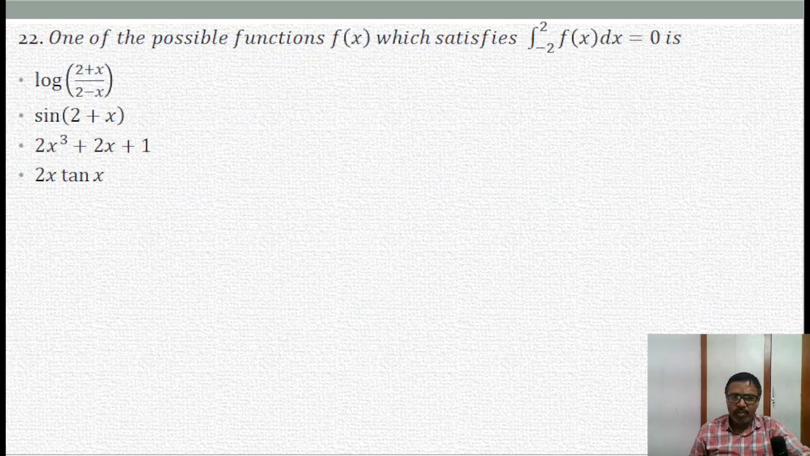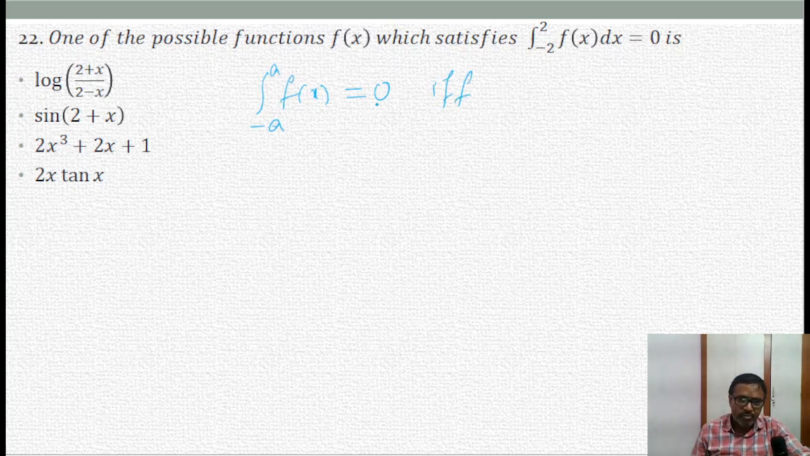Now, one of the possible functions f of x which satisfies the integral from minus 2 to 2 of f of x dx is equal to 0. So we have the definite integral from minus a to a of f of x. When will it be equal to 0? If the function f of x is an odd function. When do you say a function is an odd function? If f of negative x is equal to negative of f of x. So this is what we have to verify with all these 4 options.